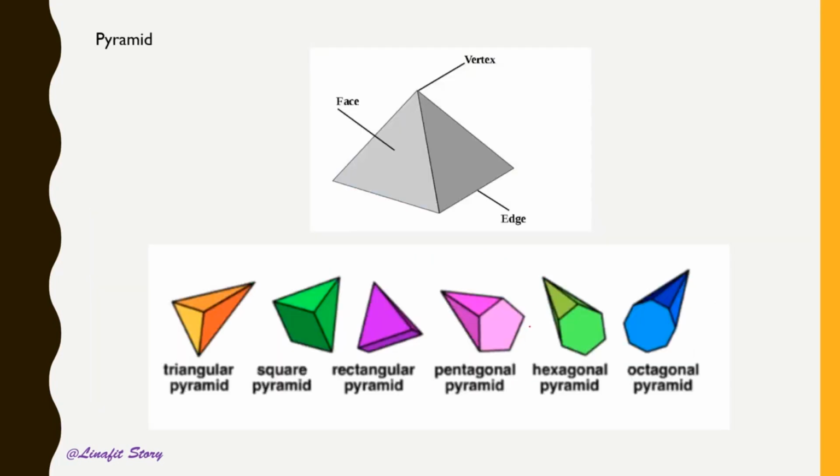A pyramid is a solid with a base and triangular faces that meet at a point. The meeting point of the slanted faces is the vertex of the pyramid. The base can be a triangle, quadrilateral, such as square, rectangle, rhombus, parallelogram, trapezium, pentagon, and others. The slanted faces of the pyramid are triangles. Take a look at the types of pyramids: triangular pyramid, square pyramid, rectangular pyramid, pentagonal pyramid, hexagonal pyramid, and octagonal pyramid.